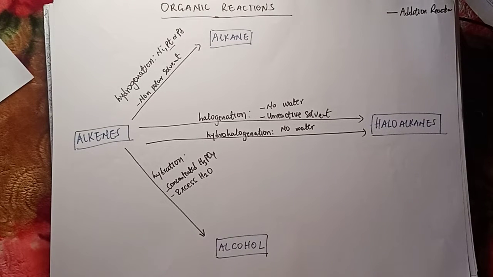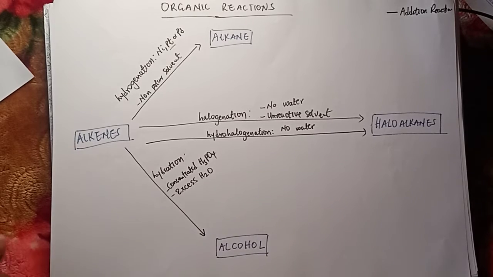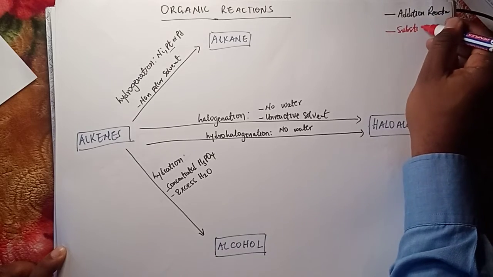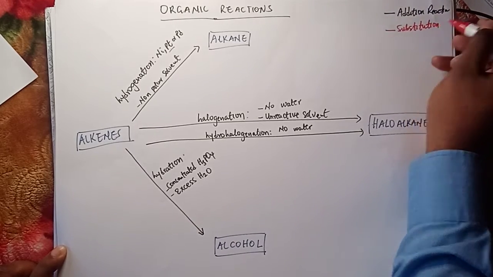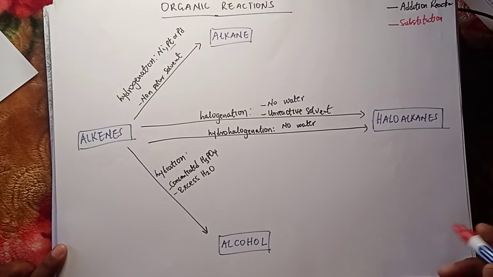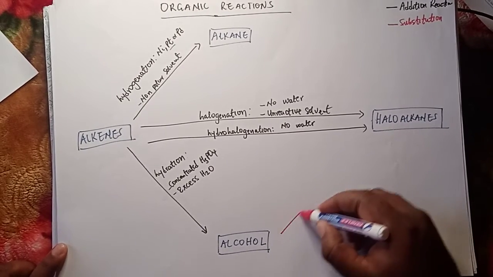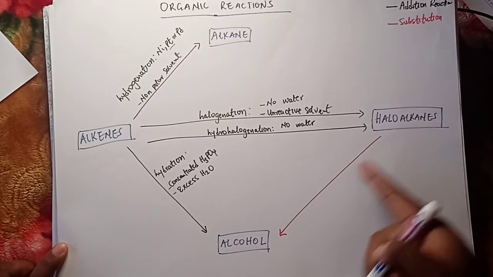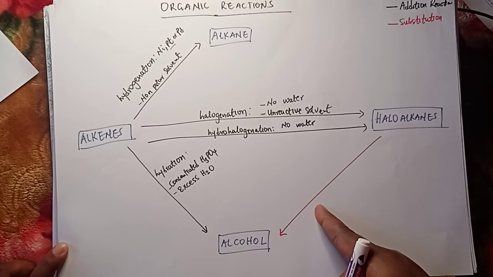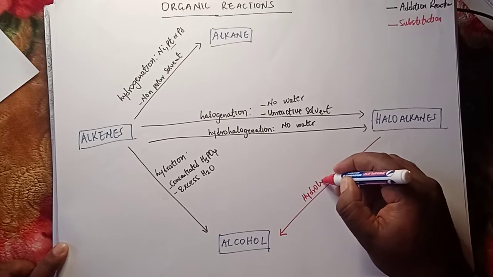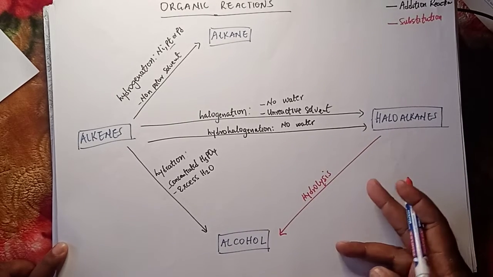Now I will go to another type of reaction, which is substitution. In the case of substitution, I'll be using a red marker. The very common one we should note is from haloalkane to alcohol. We call it hydrolysis. This one is very common in exams.